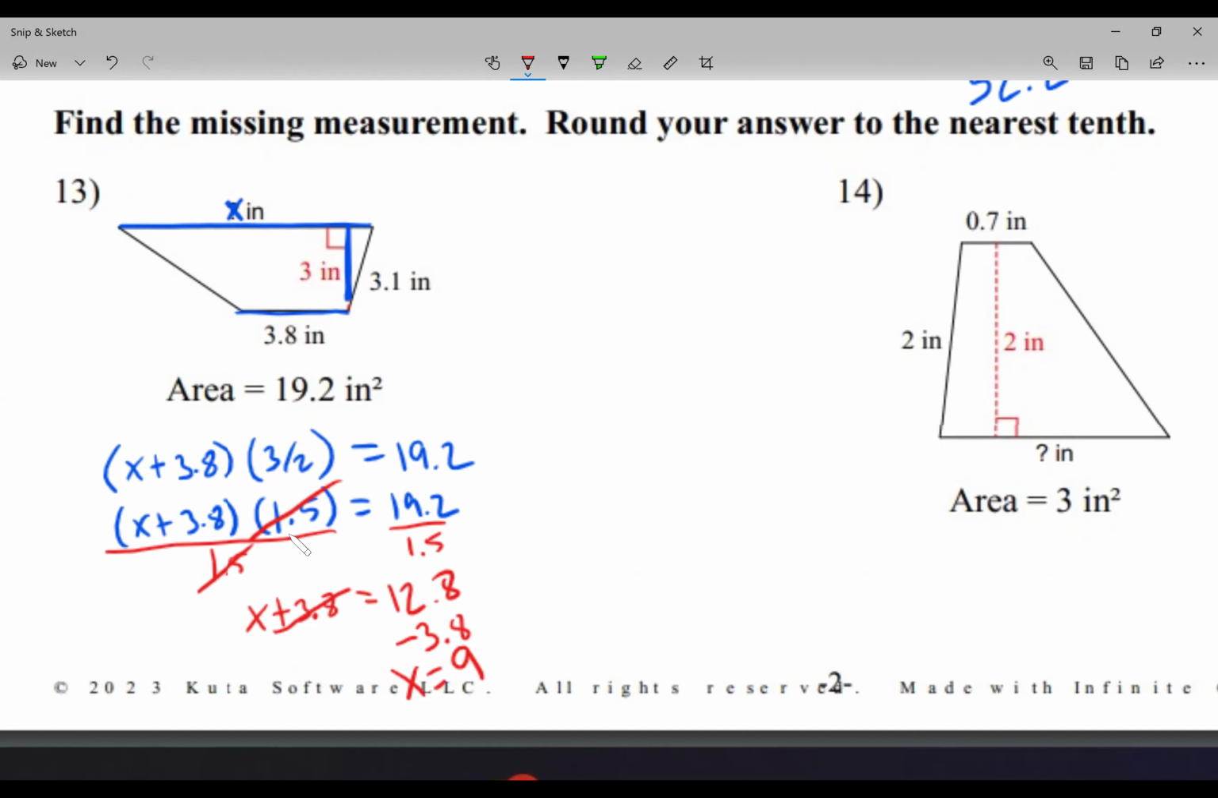So let me do a recap. What did we do? I do one parenthesis where I add the bases. Another parenthesis where I go height divided by 2. And this is equal to the area. I worked the parentheses that I could work, right? 3 divided by 2, I could work it. The other parentheses, x plus 3.8, there was nothing I could do. Then I divided both sides by 1.5 and then subtracted 3.8 to get the x by itself, and I got that x is equal to 9.